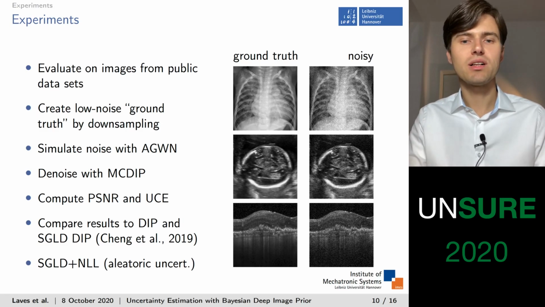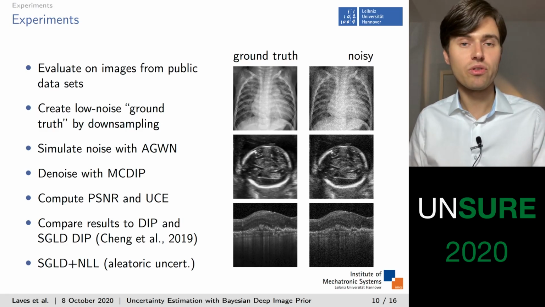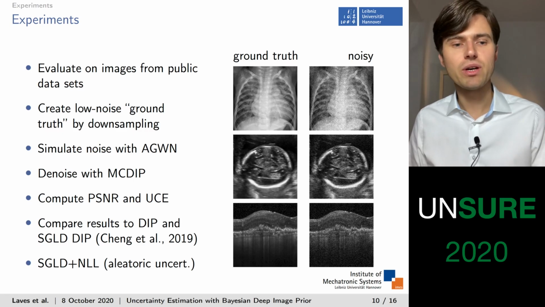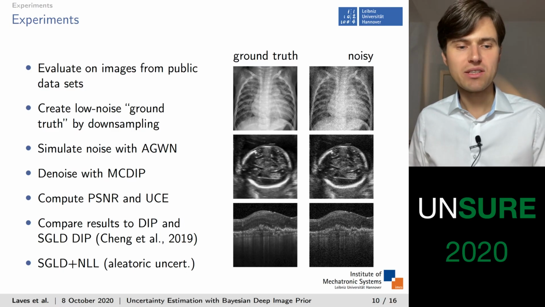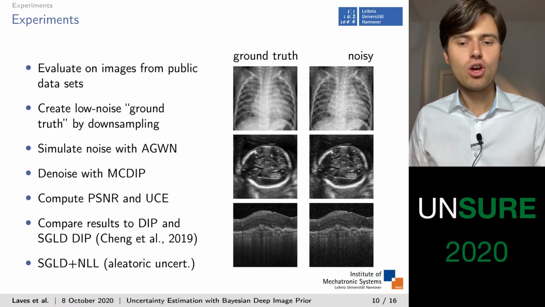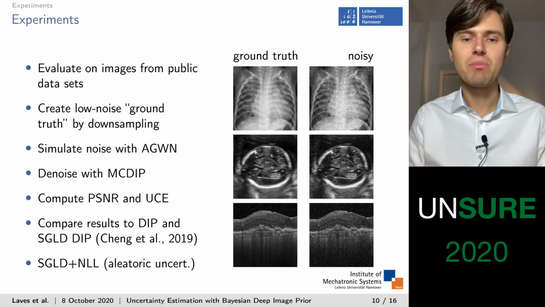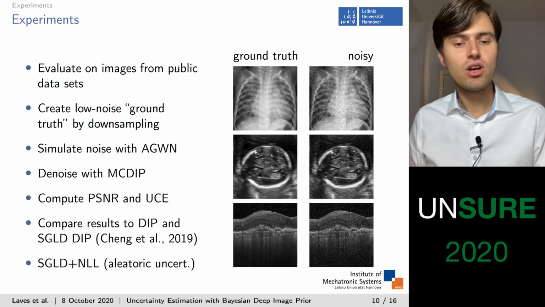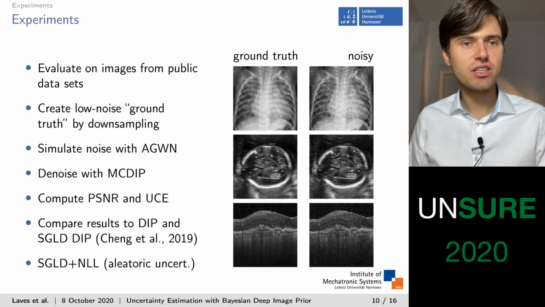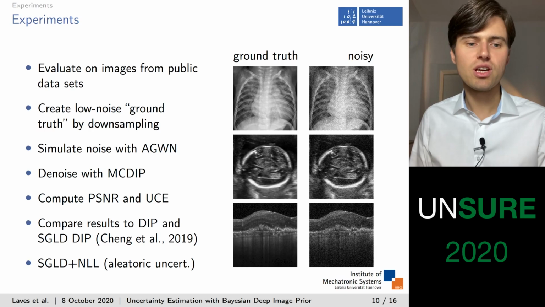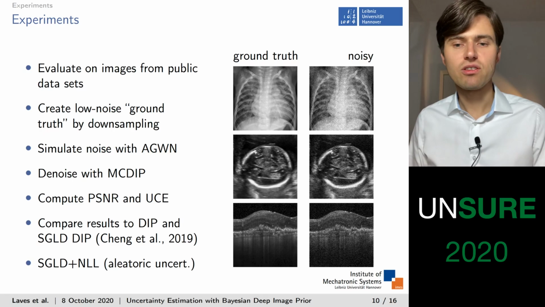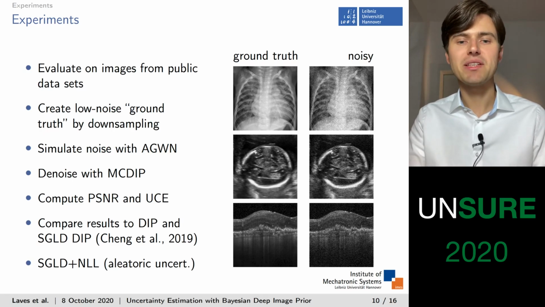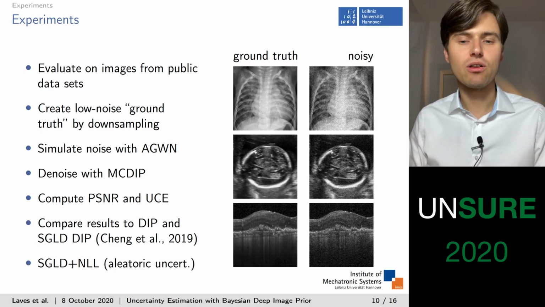We compare our results to standard deep image prior, so the non-Bayesian deep image prior, and to another recent Bayesian approach to deep image prior, which uses stochastic gradient Langevin dynamics, which only considers the epistemic uncertainty. Therefore, we train the SGLD approach to additionally consider aleatoric uncertainty and denote this by SGLD plus NLL. The authors of this approach claim that their Bayesian approach alleviates the need for manual early stopping.